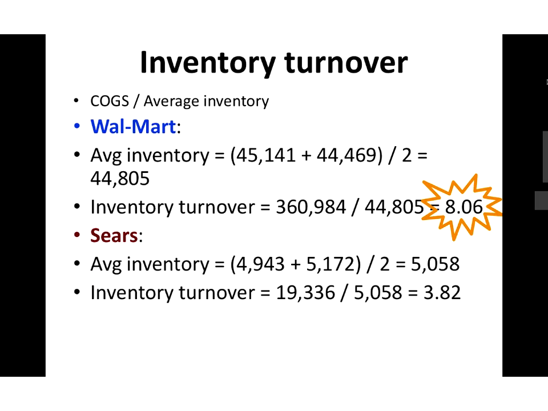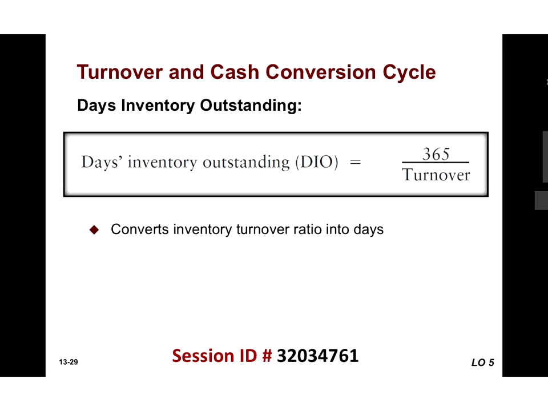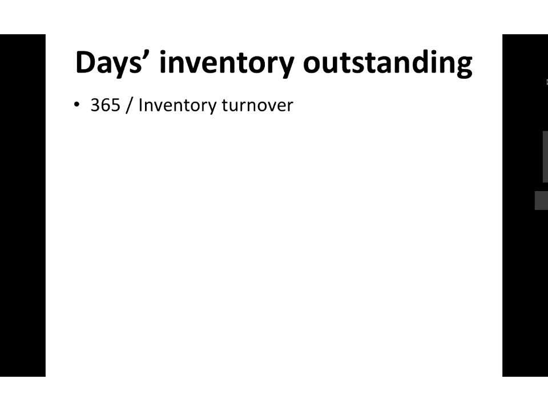Now, the next ratio is closely related to this one, and it takes this ratio and converts it into a number of days. It's basically saying, if we turn our inventory over 8 times a year, what does that mean? How long on average does it take to sell inventory? For days inventory outstanding, you're taking 365 divided by that inventory turnover ratio. You're just saying how many days does it take to sell something on average? It's just converting to a days measure. So what we're going to do with this one is take 365 divided by our inventory turnover.